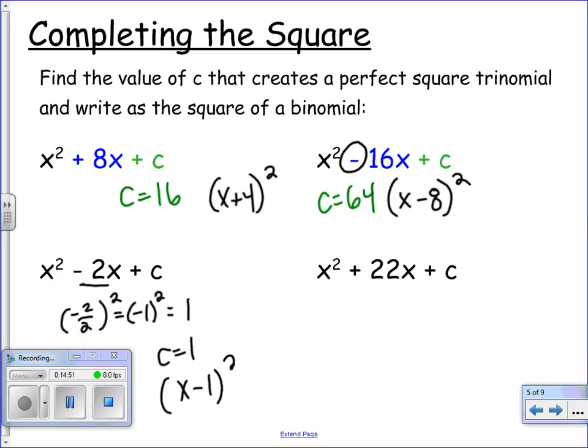So the value of c that completes the square is c equals 1, and then the parentheses is x minus 1 squared. Most people were able to get the binomial on that one right. We're having difficulty with the c, the negative 1 squared. So negative 1 squared is actually just 1.